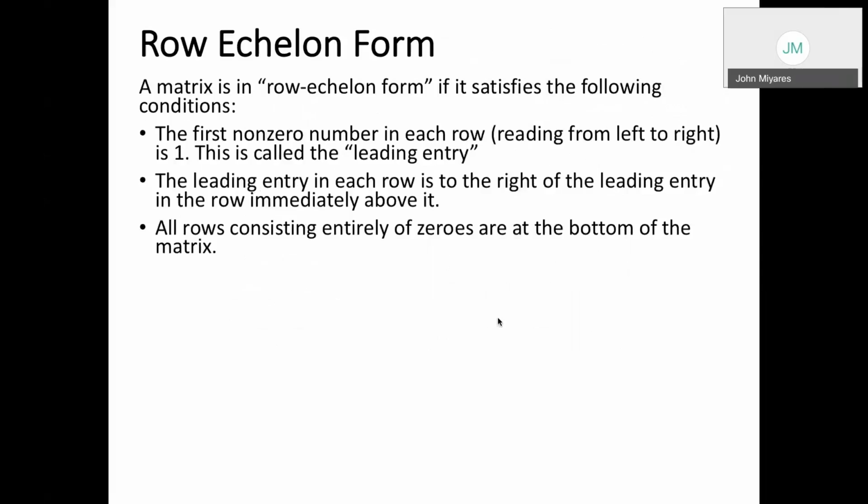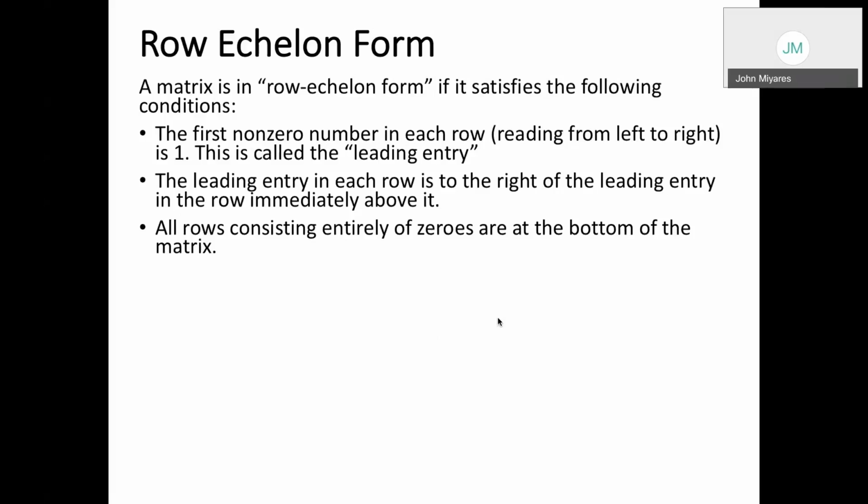So what does it mean to be in row echelon form? A matrix is said to be in row echelon form if it satisfies the following conditions. The first non-zero number in each row, reading from left to right, is 1. This is called the lead entry. Second, the lead entry in each row is to the right of the leading entry of the row immediately above it. And third, all rows consisting entirely of zeros are at the bottom of the matrix.